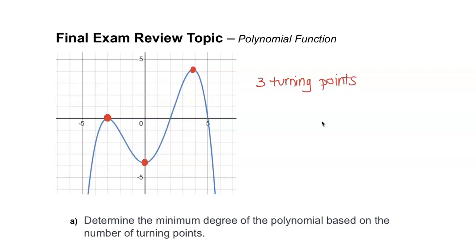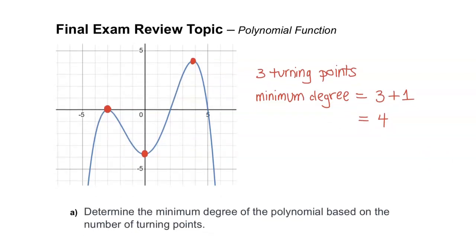Which means the minimum degree is going to be the number of turning points plus 1. It's always going to be the number of turning points plus 1. So this could be a quartic function. To determine the minimum degree of the polynomial based on the number of turning points, we think this is a 4th degree function. Always just count the number of turning points, how many relative minimums or maximums you have, and add 1 to that number of turning points. That's how you can tell the minimum degree of the polynomial.